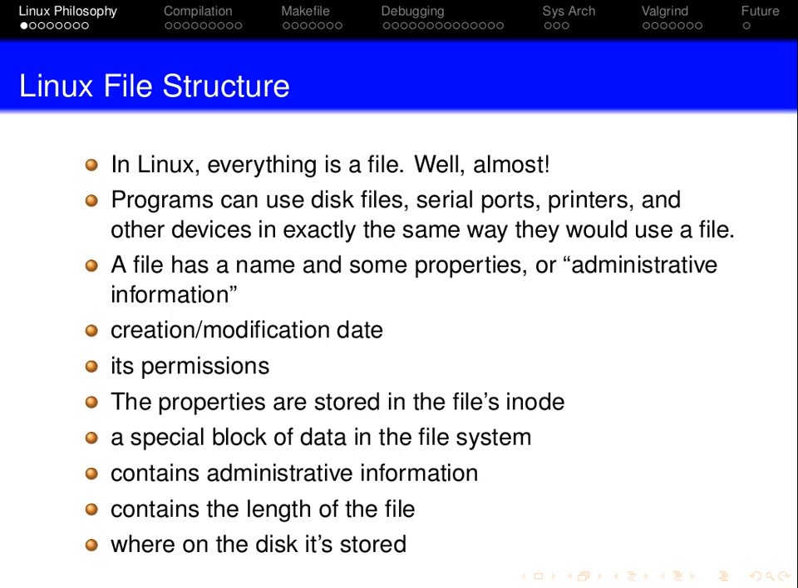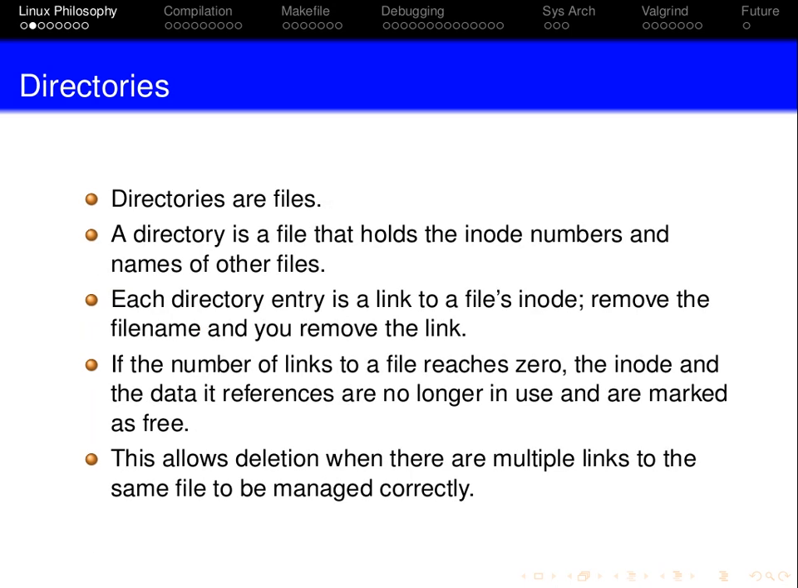A file's modification, permissions, and properties are stored in the file's inode. You'll learn about inodes in OS. It's a special block in the file system and contains all the administrative data. Basically, Linux is going to store everything as a file. Therefore, directories are files. All a directory is is a file that points to other files. That's it.